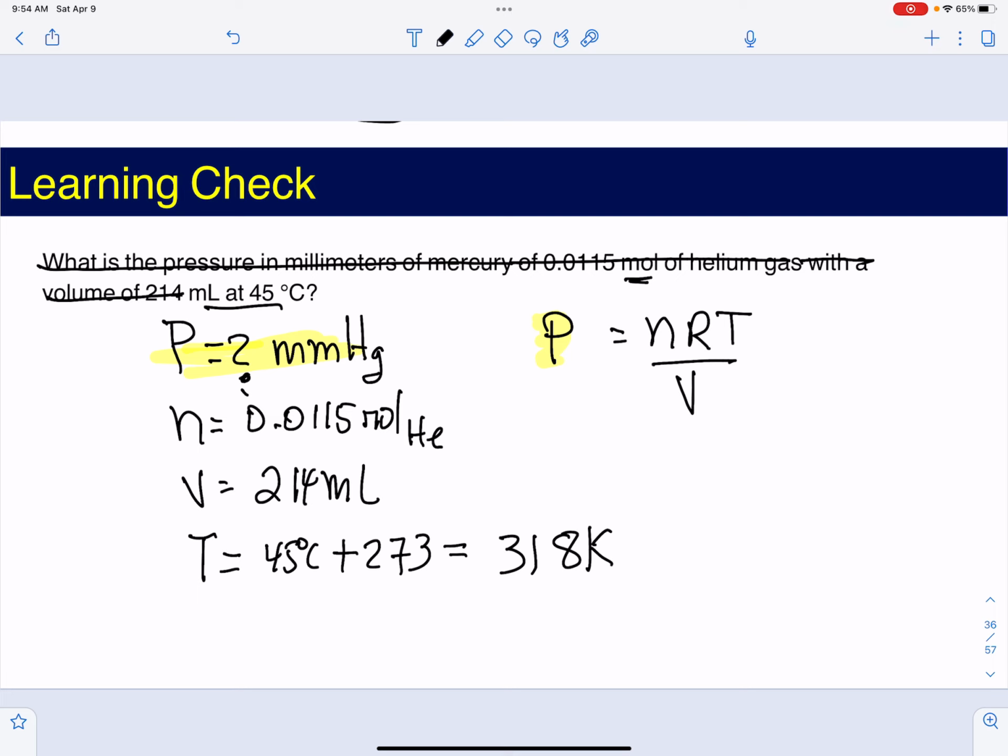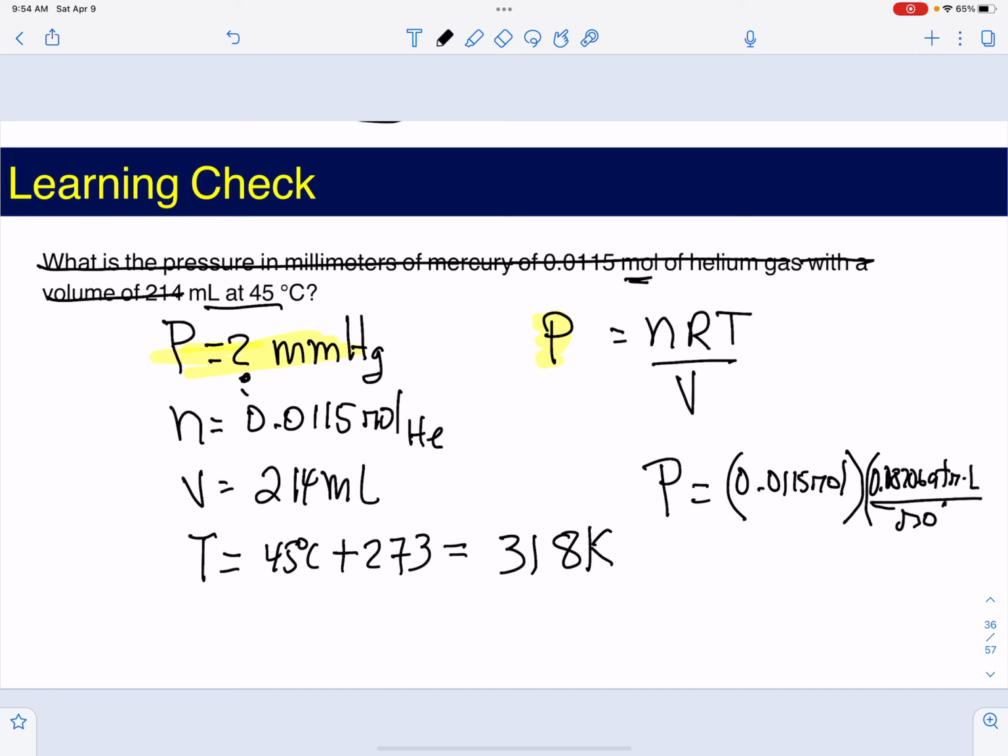P equals nRT over V. So P is going to equal the amount of moles. The moles is 0.0115 moles. Make sure that you put those units. Those are going to be extremely important. The R is 0.08206 atmospheres liters over moles Kelvin. And we're going to multiply that.